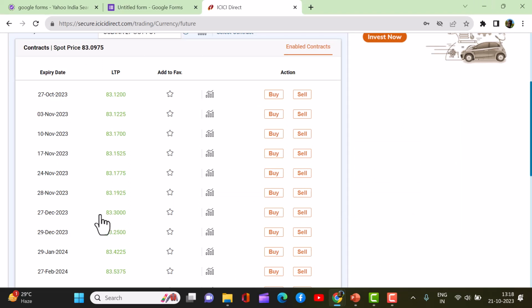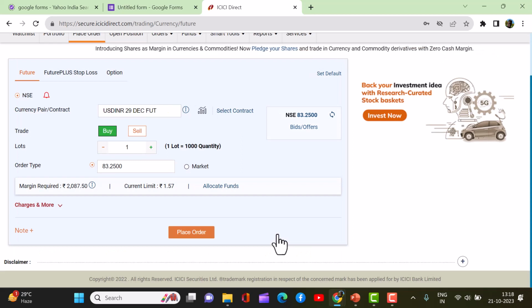Now, assuming that you have to make the payment on 29th of December, what is the rate there? 83.2500. Suppose, just think that you are an importer, and you have to buy dollars. What rate? 83.2500. So you are going to say buy. If you are an importer, you are going to buy. If you are an exporter, you are going to sell. So you are going to buy. Press the button buy.